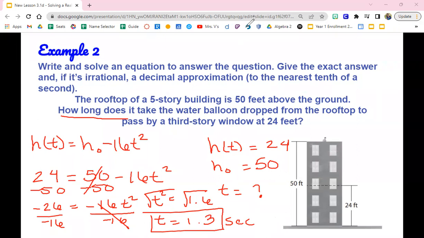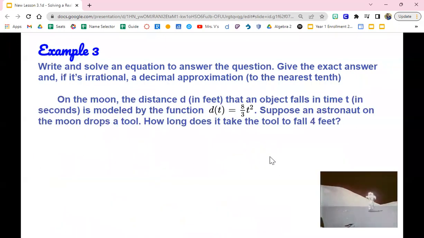All right. Let's go ahead and try one on our own, guys. Let's see if we can do this one. Let me clear, and let's do number 3. Now, this one is a little bit different because we're not on the Earth's surface. This time we're on the moon. And we have a different equation that's given to us. It says on the moon, the distance in d feet that an object falls in time is modeled by the function d of t equals 8 over 3 t squared.